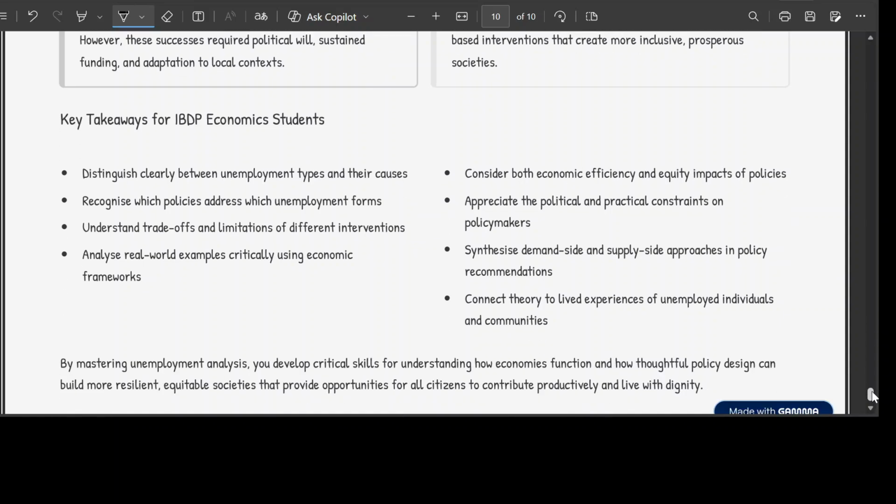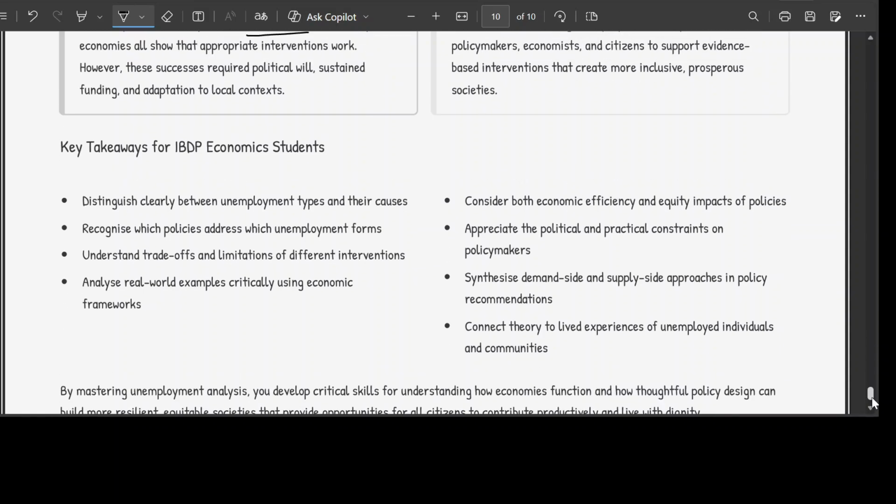So these are some of the key takeaways for IBDP economics students to understand what the unemployment types and their causes are, and how different policies can address each type of unemployment. Then we have also analyzed some real world examples through economic frameworks and considered both efficiency and equity impacts of the policy. Then we synthesized the demand side and supply side approaches also for policy recommendations.